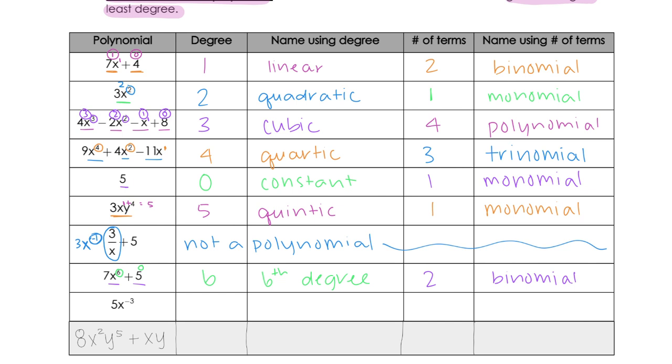And then the last one here, I see a negative exponent. That would make this 5 over x to the 3rd power. And again, remember, we're not allowed to divide by variables based off of the definition of a monomial. It is no longer a polynomial, so we would literally write not a polynomial.